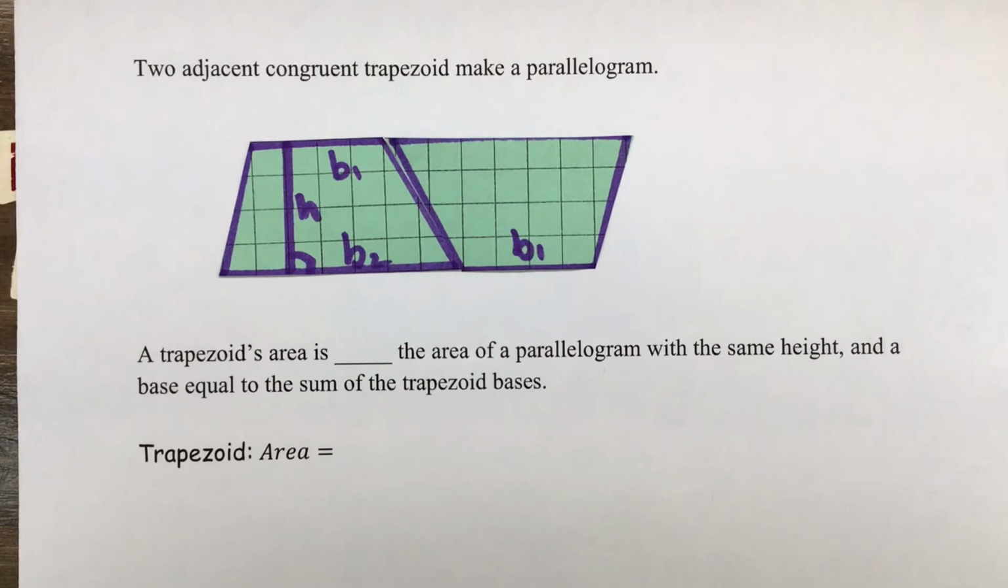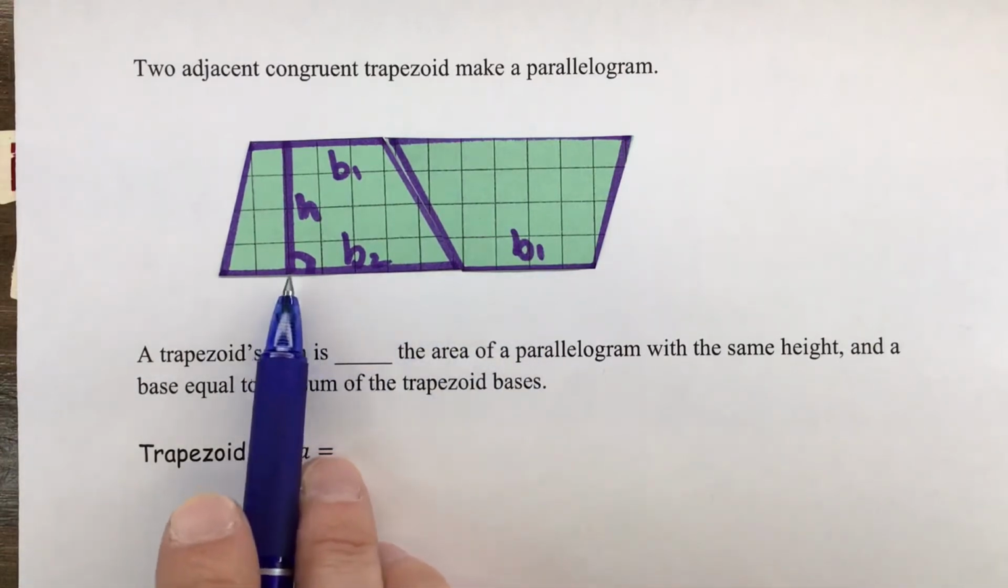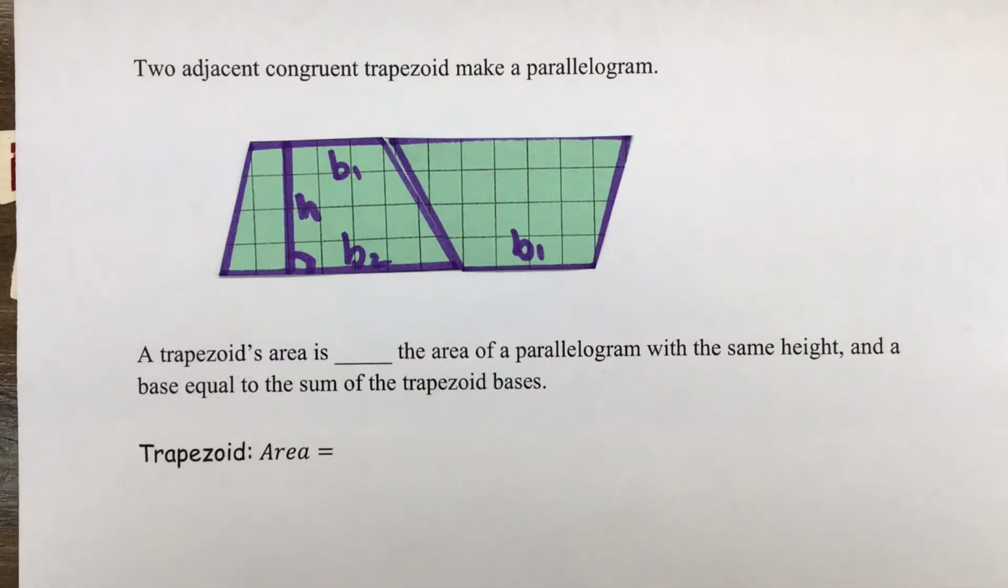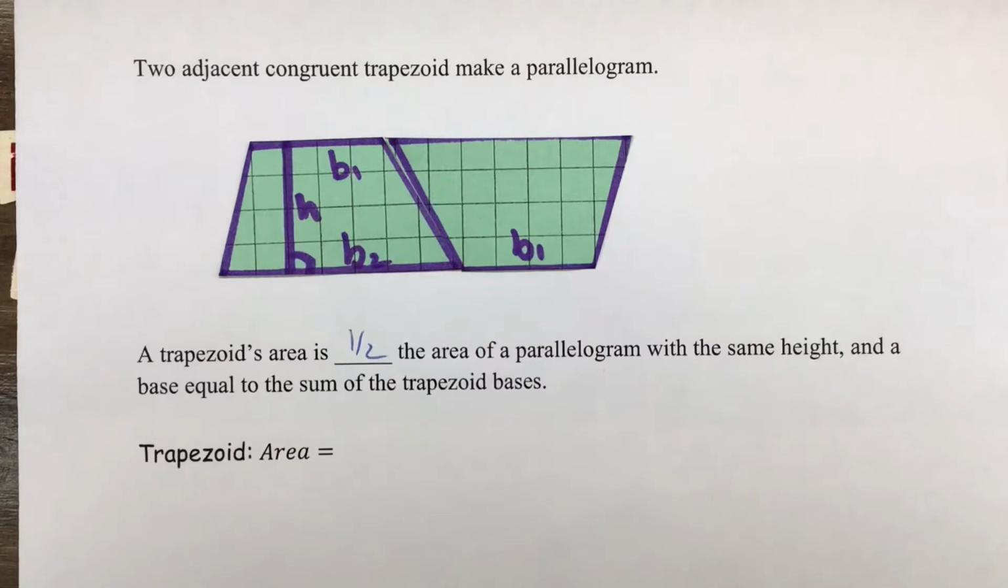So the area of the parallelogram is going to be the sum of the bases, B1 and B2, multiplied by the height of the trapezoid. The trapezoid's area is half the area of a parallelogram with the same height and a base equal to the sum of the trapezoid bases. That would be B1 and B2 together.